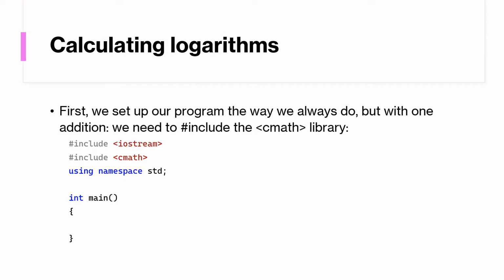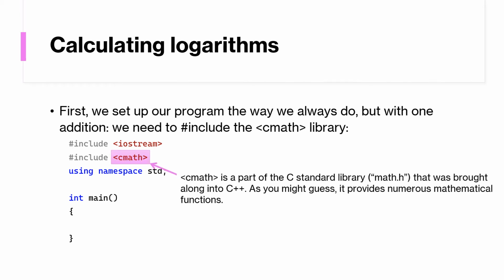Okay, first, this should look somewhat familiar to you. We need to set up our program the way we always do. We're going to include iostream so that we can have input-output functions. We're going to use namespace std. We're going to have a main function. But we're going to add one thing to our list this time. We're going to add the cmath library. We're going to include cmath.